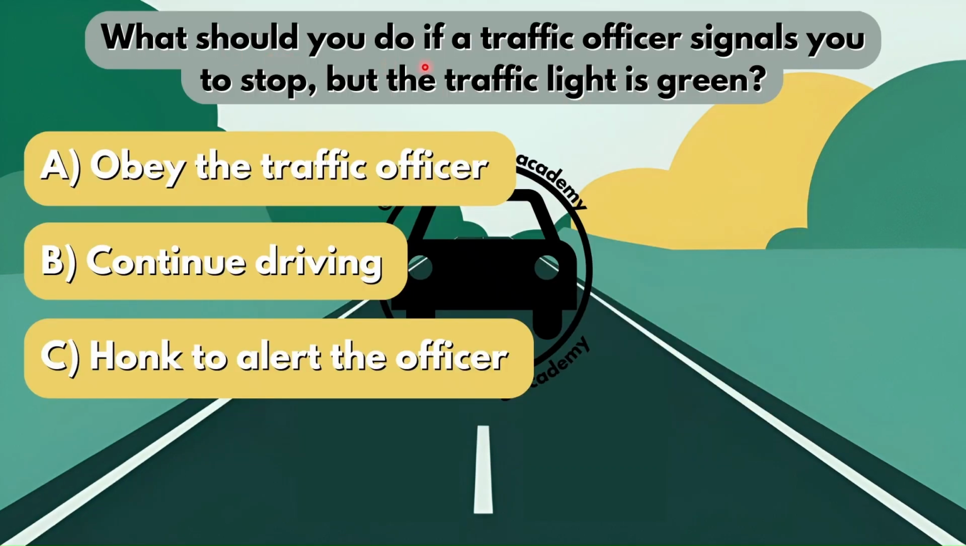What should you do if a traffic officer signals you to stop, but the traffic light is green? Is it option A, you should obey the traffic officer? Is it option B, continue driving? Or is it option C, honk to alert the officer?